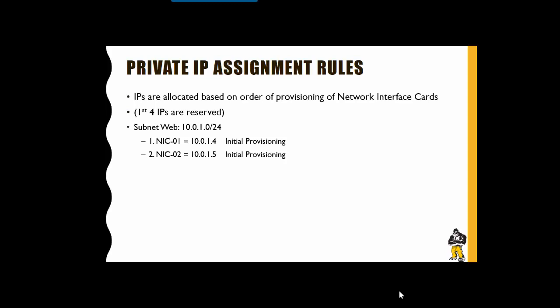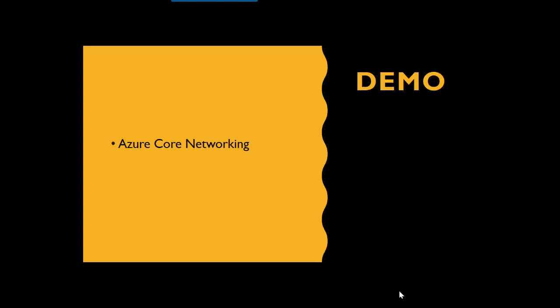Now again, this happens during provisioning, which means that if you create the first NIC and you allocate it to virtual machine 2, then virtual machine 2 will receive IP address 10.0.1.5. Static private IP addresses should be used to retain IP addresses regardless of order. So it's again really up to you to link the network interface cards to the correct virtual machine.